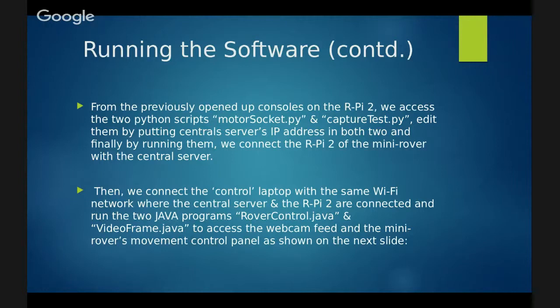That will be all. Then we connect the control laptop, that's the client, to the same Wi-Fi network where the central server and the Raspberry Pi 2 are connected, and then run two Java programs that we wrote to control the movement of the Mini-rover in the video footage.